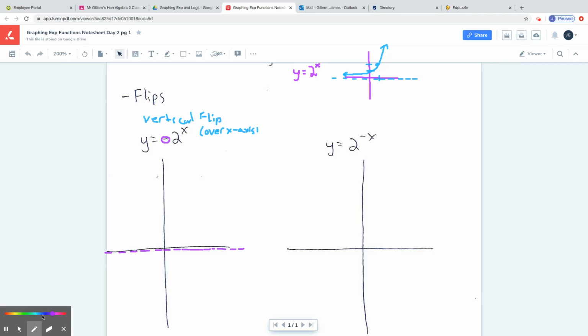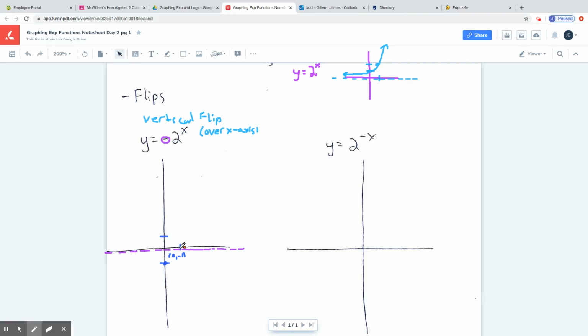Now what's going to happen is this. Normally we have a point here at 0, 1, and we're going to flip it over the x-axis. Since it was 1 above the horizontal asymptote, now it's 1 below. So this point was 0, 1, and now this point is 0, negative 1. We just changed the sign of the y coordinate. That's all we're doing. It was at 0, 1 and now becomes 0, negative 1. We flipped it over.